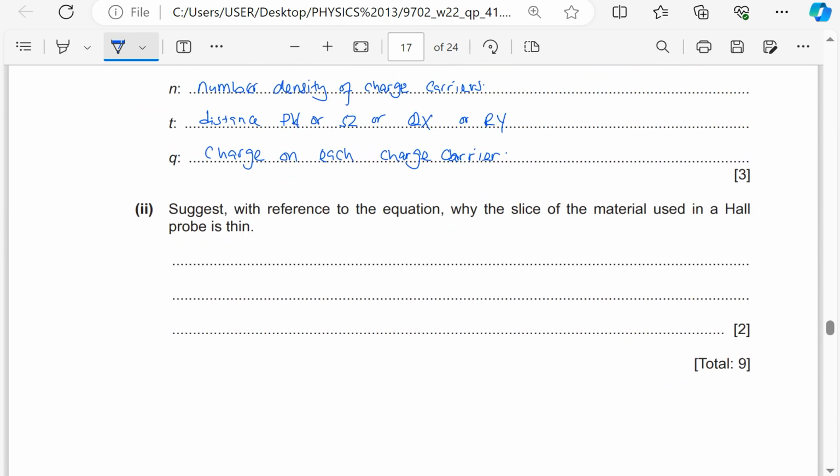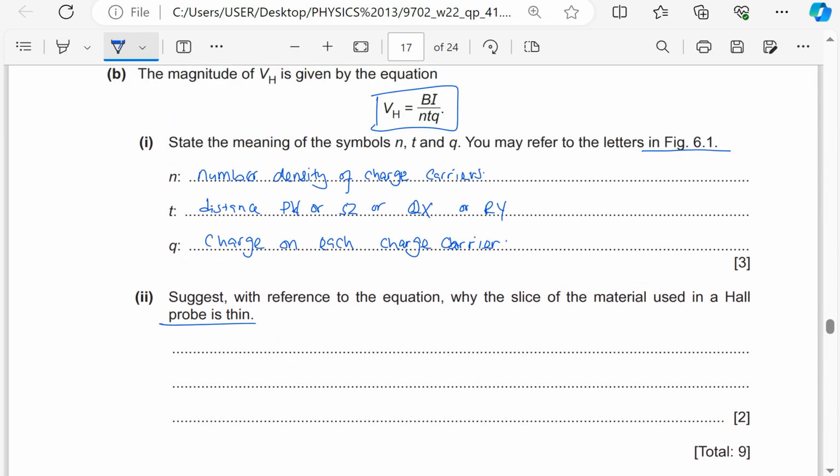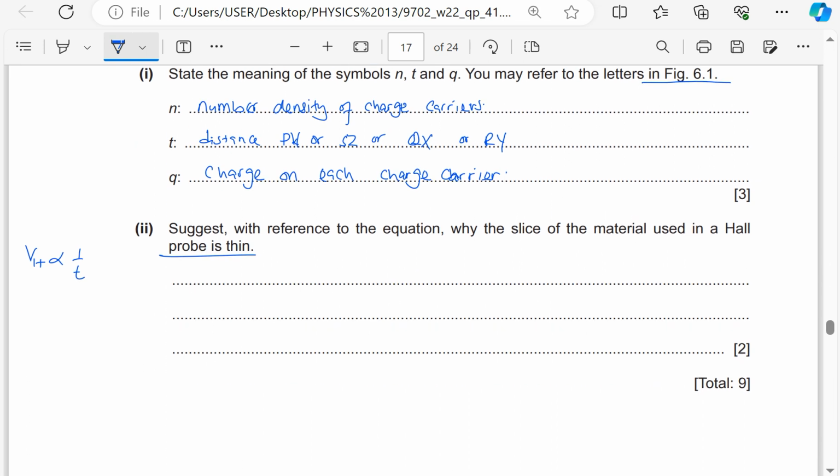Suggest with reference to the equation why the slice of the material used in a Hall probe is thin. So this takes us back to the equation. VH is inversely proportional to T, where T is the thickness.